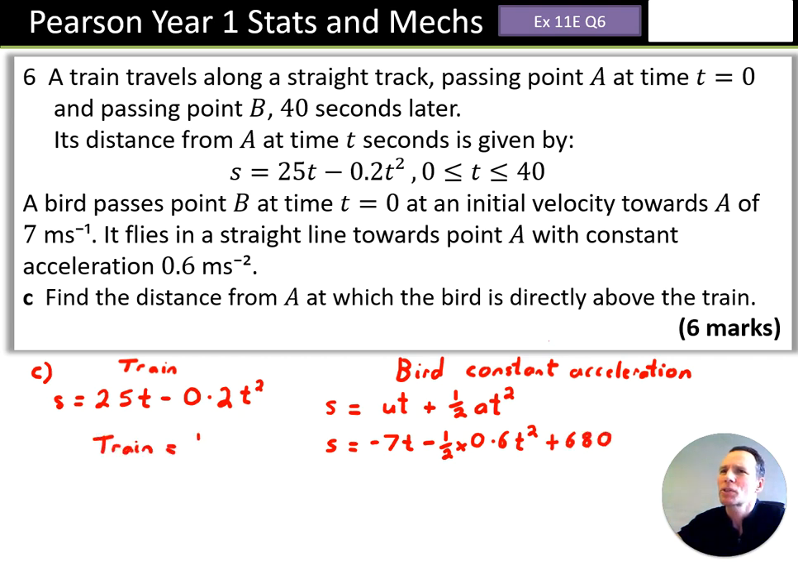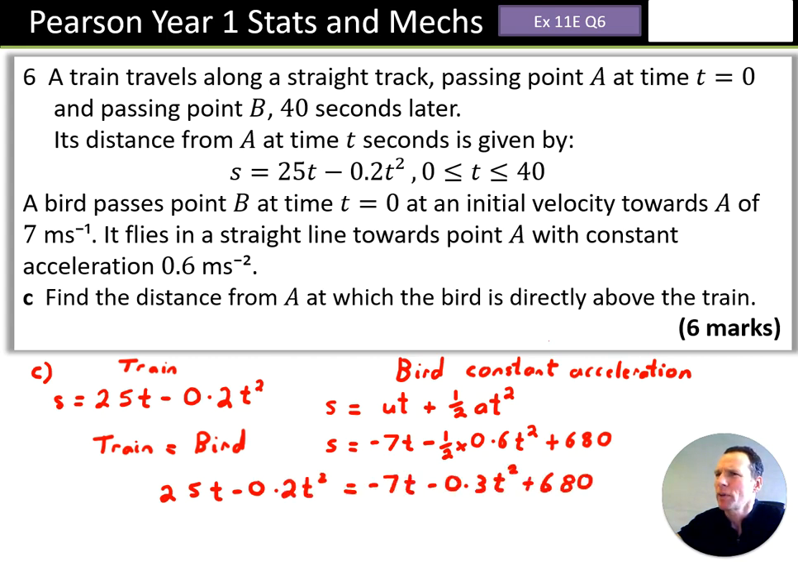Now then, when the distance from the train equals the distance from the bird, we can make those two equations equal each other, simplifying our equation for our bird. Collecting all the terms on the left-hand side, we've got a 25t and then add a 7t giving us 32t. We've got a minus 0.2t squared, add over that 0.3t squared giving us plus 0.1t squared. Bring over the minus 680.